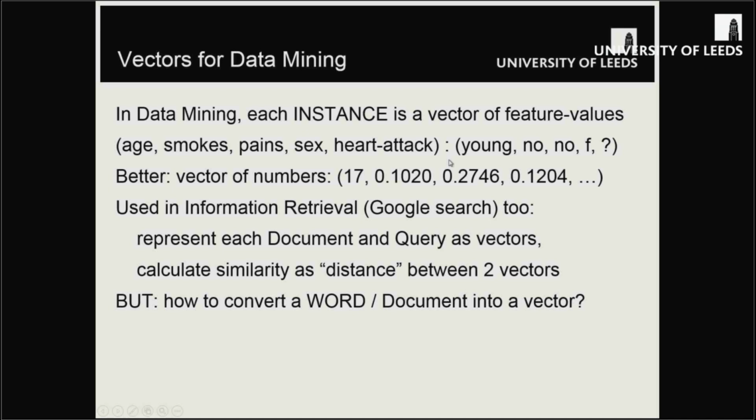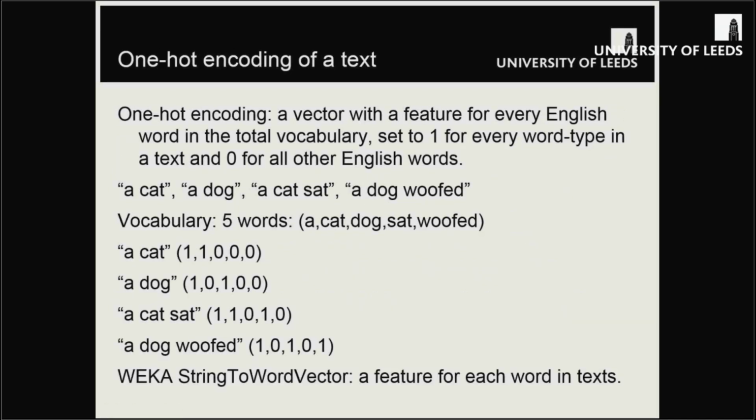And that's what you're trying to predict. Ideally, if instead of having values like young and no, you've got numbers, then you can do this measurement of distance much more easily. It's harder to say what's the distance between these two things, because they're not numbers. But if they're numbers, then you can, and that's what Google does, for example. Google represents each document as a vector of numbers. It represents your query as a vector of numbers, and then you can just measure the distance between those two vectors. But how do you convert a word or a document into a vector?